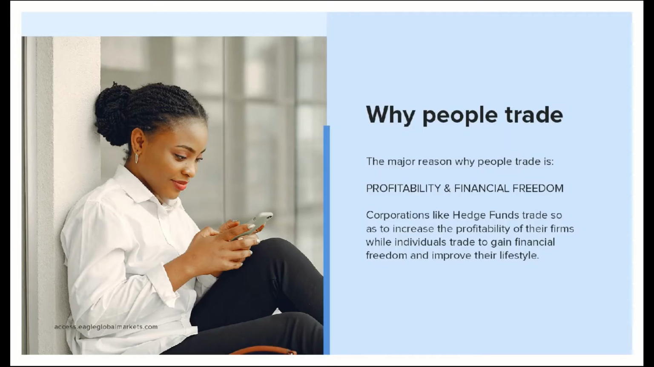Why do people trade? The major reason why people trade is for profitability and financial freedom. Corporations like hedge funds trade so they can increase the profitability of the firms, while individuals like you and I trade to gain financial freedom and improve our lifestyle.